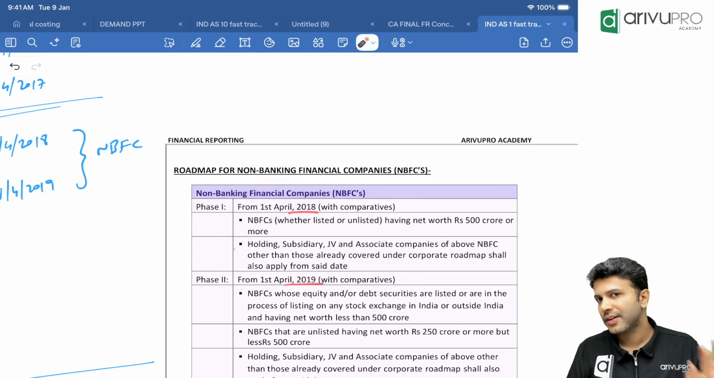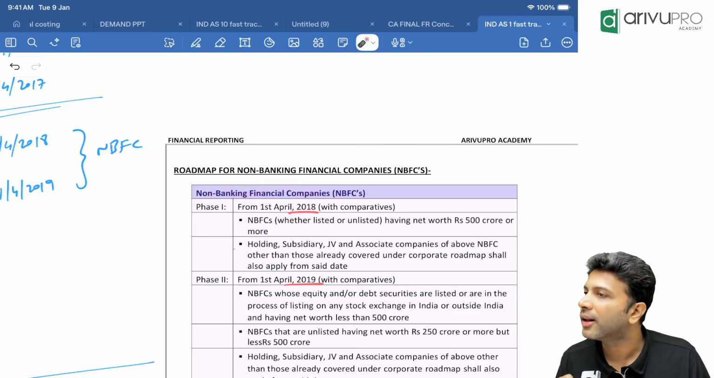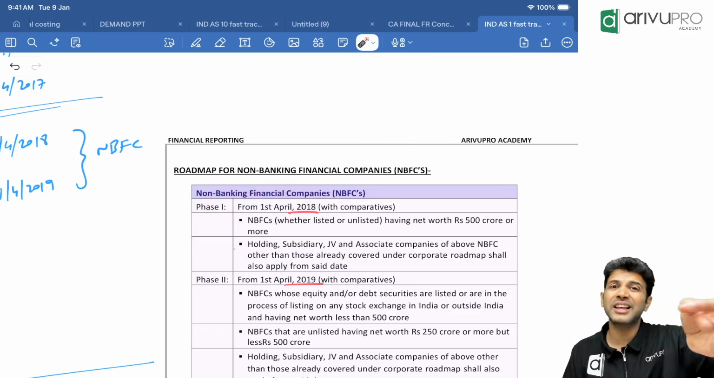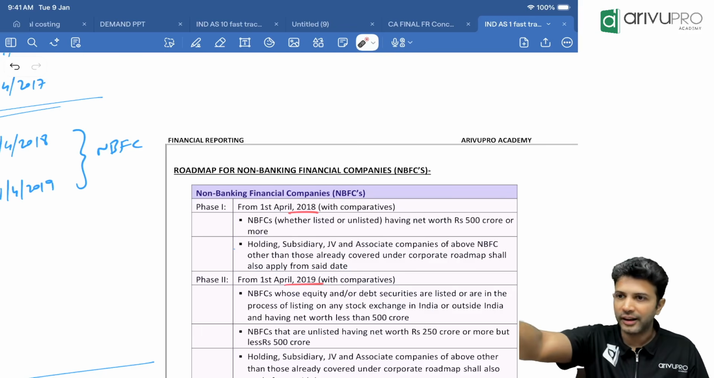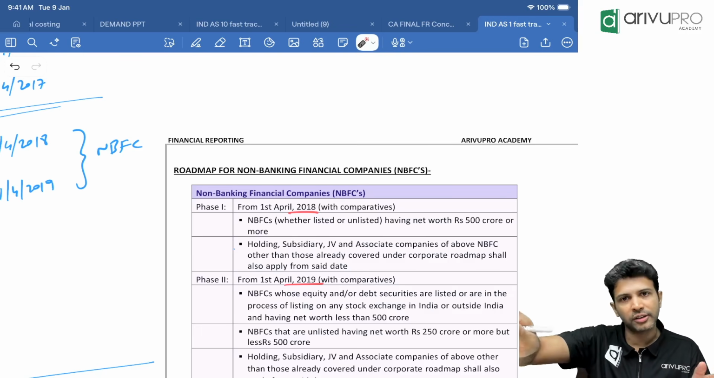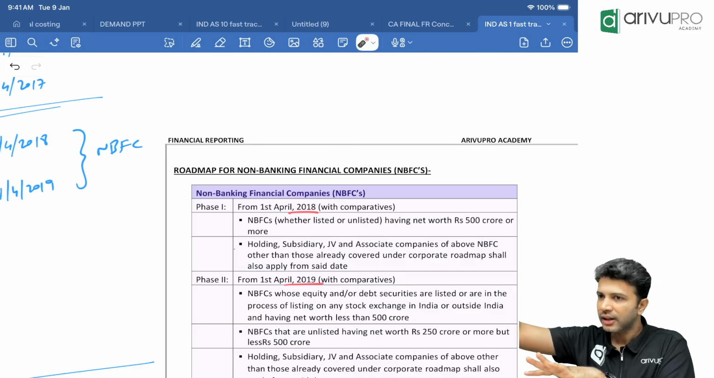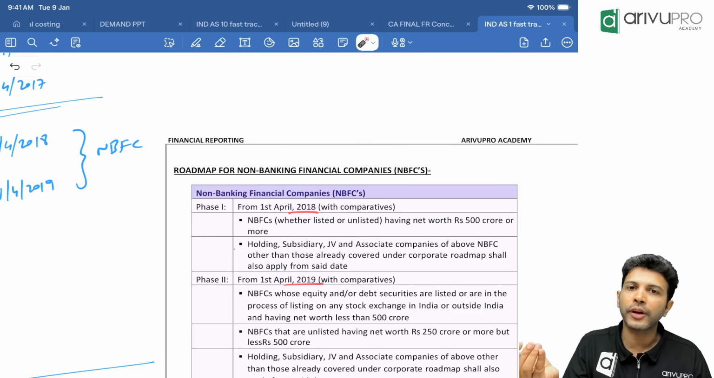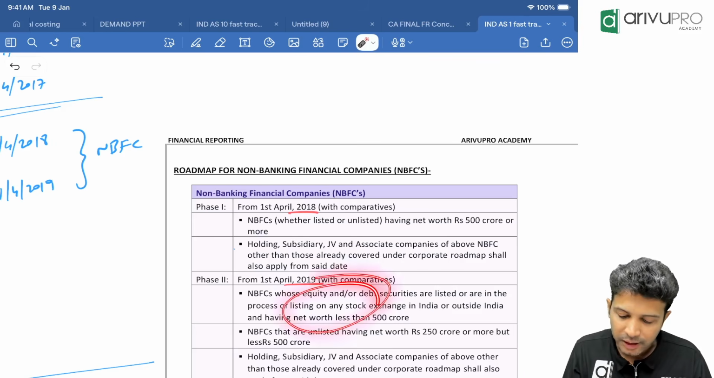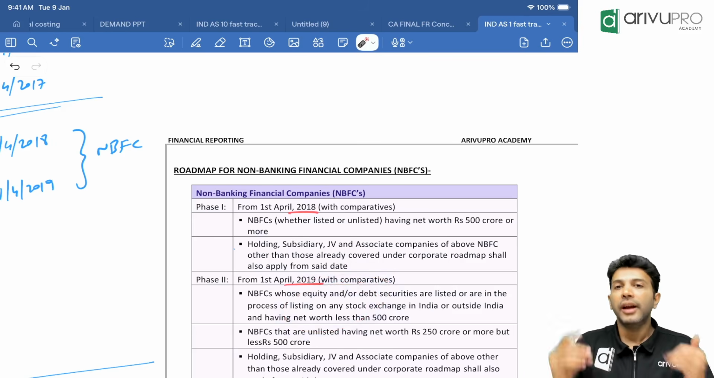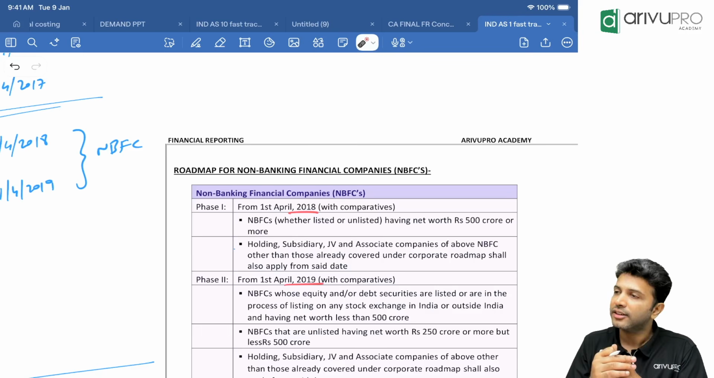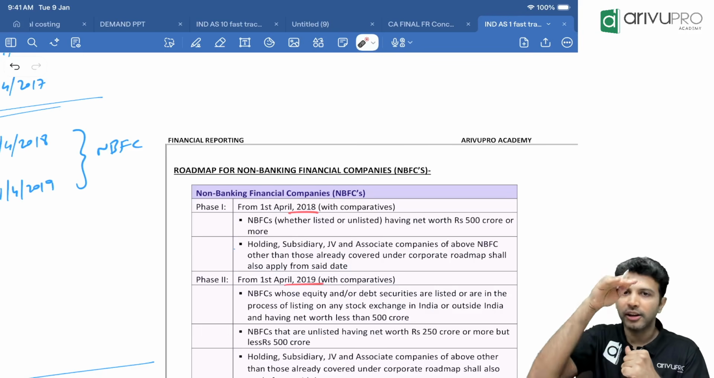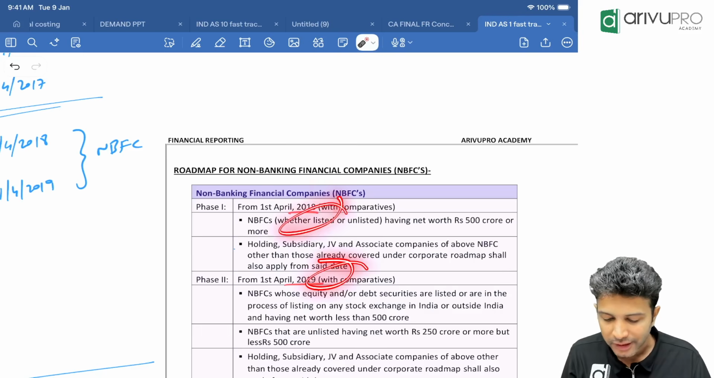If you don't satisfy the phase 1 category, then you come under phase 2. All listed NBFCs or NBFCs in the process of listing, whether shares or securities in India or abroad, if they don't get covered under phase 1, they come under phase 2. Unlisted NBFCs whose net worth is 250 crores or more but less than 500 will come under phase 2. And if you are following Ind AS, then same, your parent, your subsidiary, your associate, your joint venture also have to apply Ind AS.